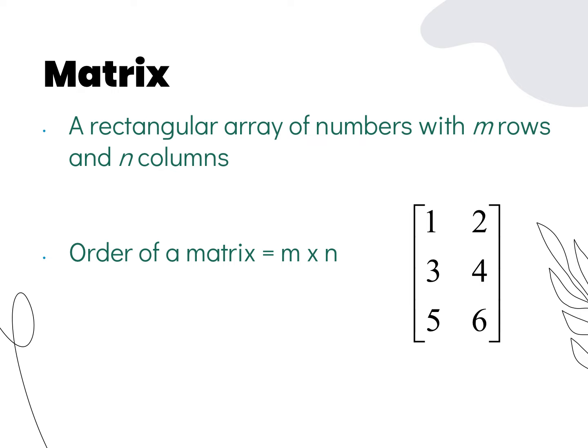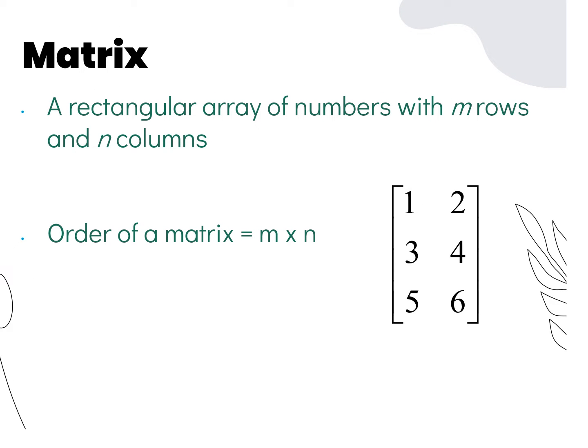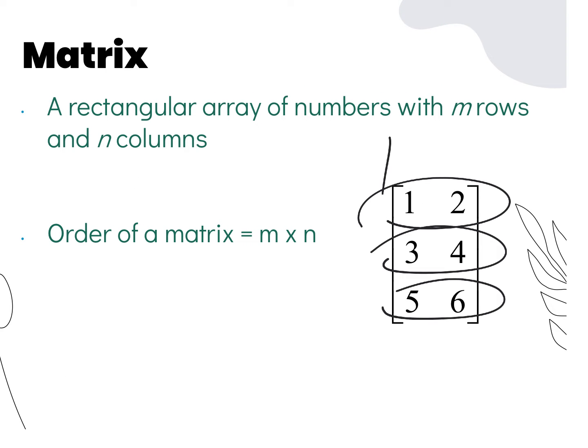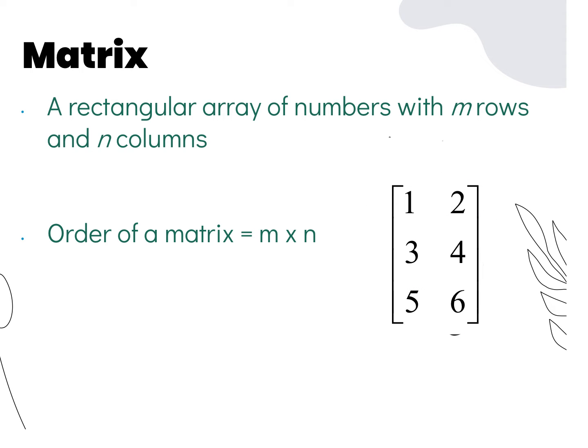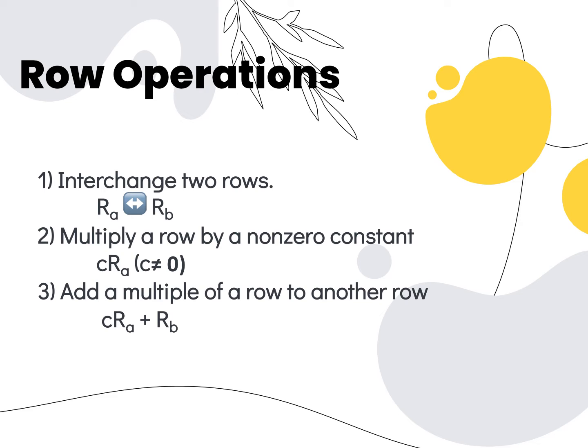So the rows go this way. And then the columns go up and down. So this, for example here, would be a 3 by 2 matrix. What we're going to be doing on our matrices is different row operations.